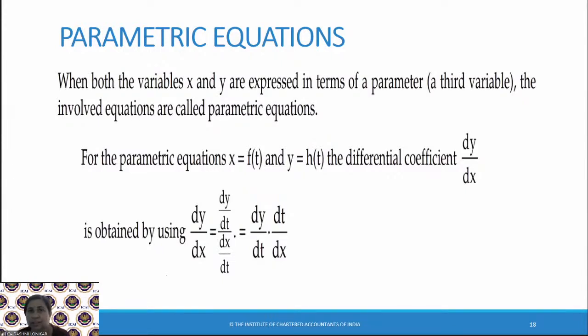In parametric equations, you only have to remember that much. कि मेरे को याद रखना है कि मुझे उसके बाद reciprocal लिखना है उधर. ठीक है? बस उतनी सी बात आपको याद रखनी.